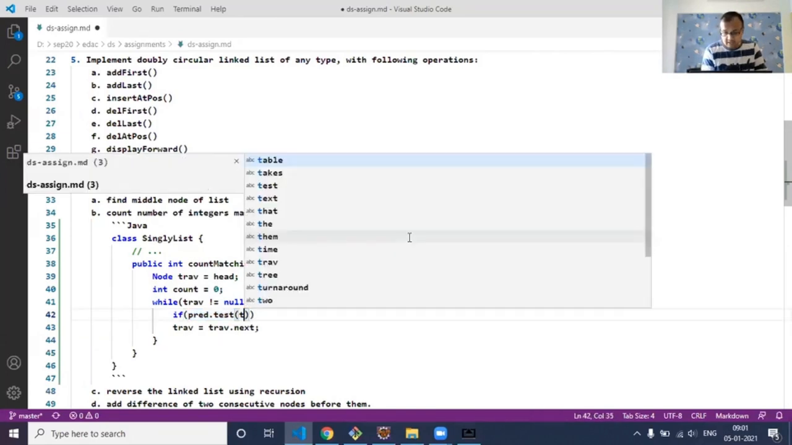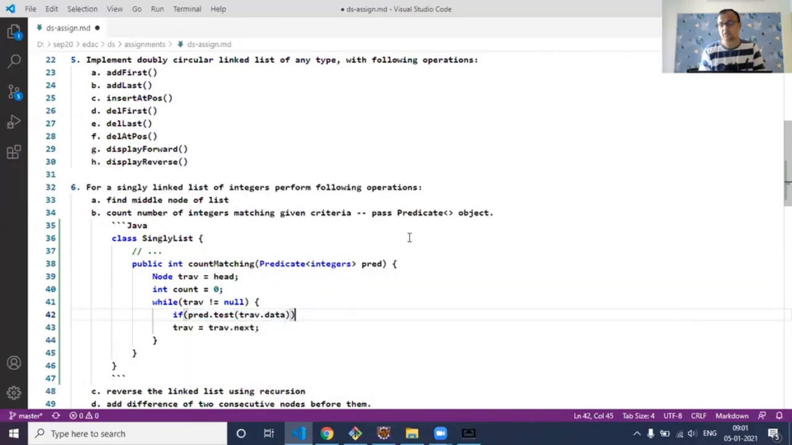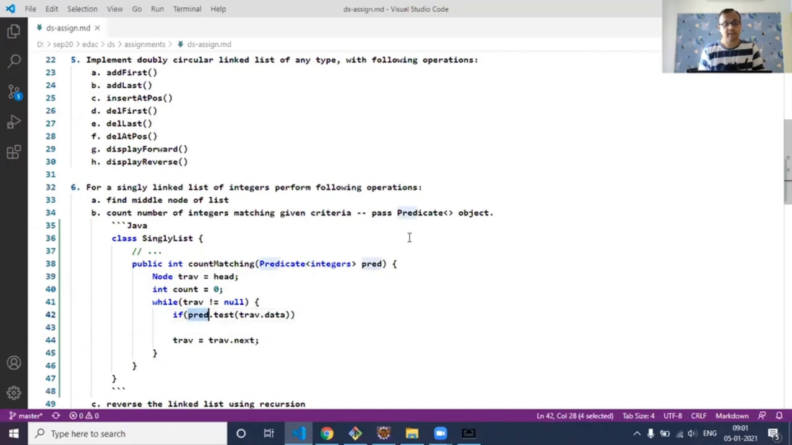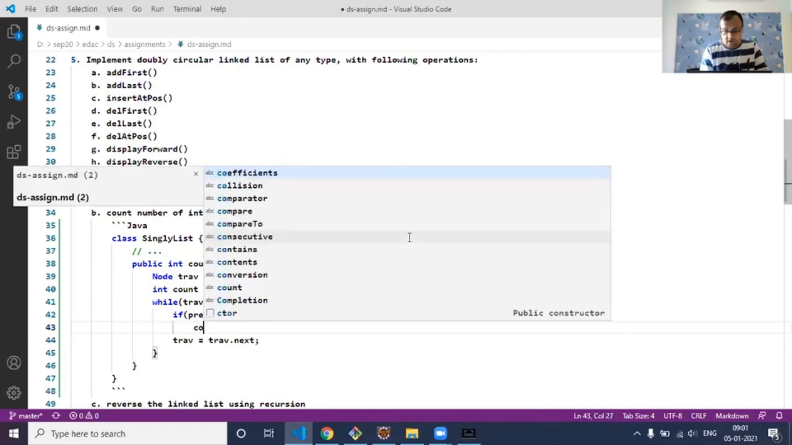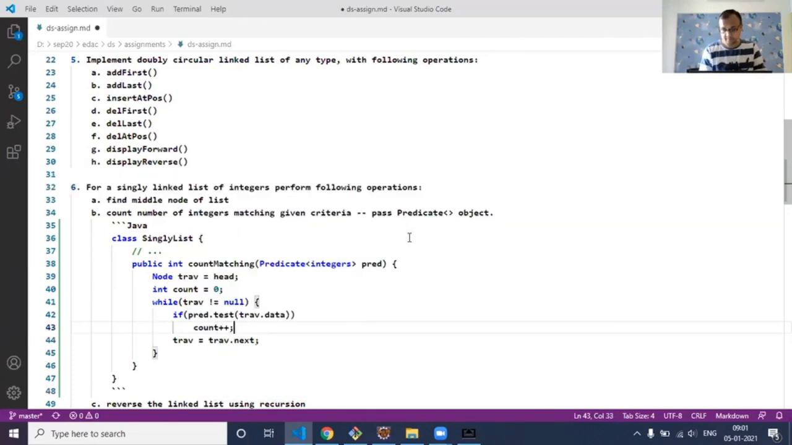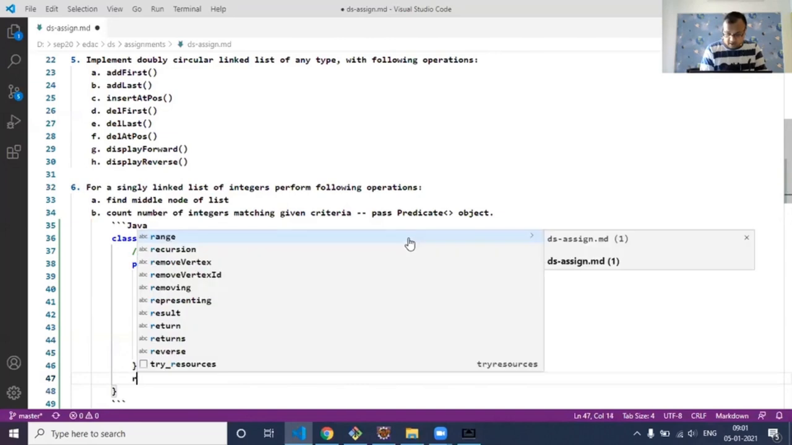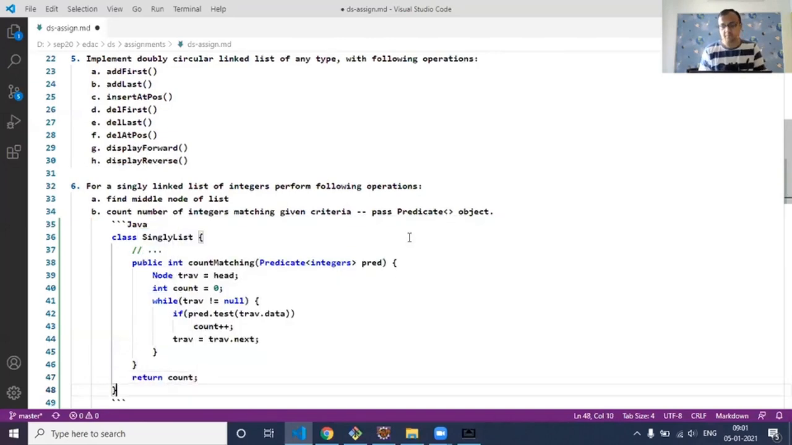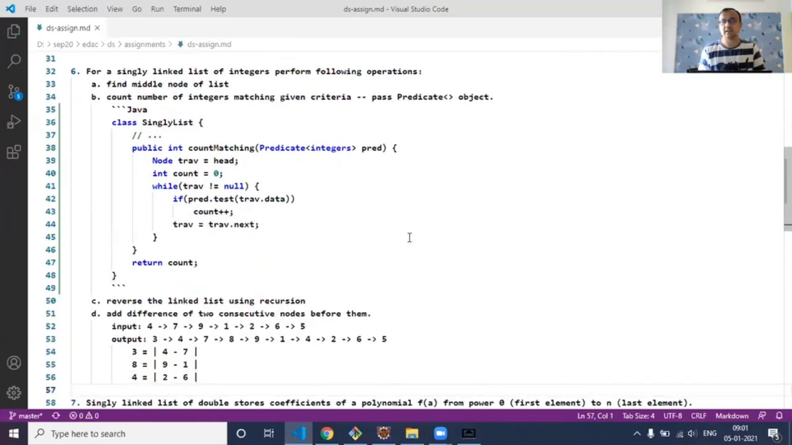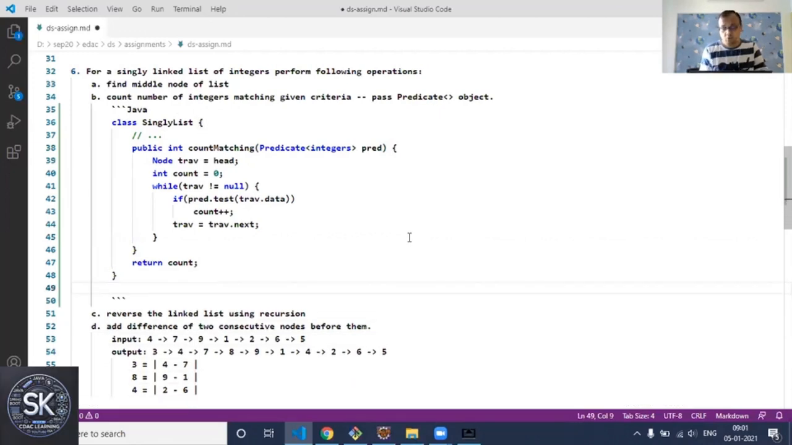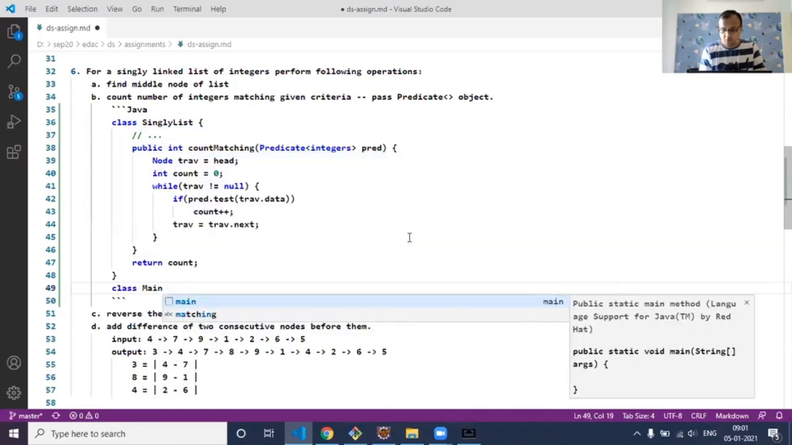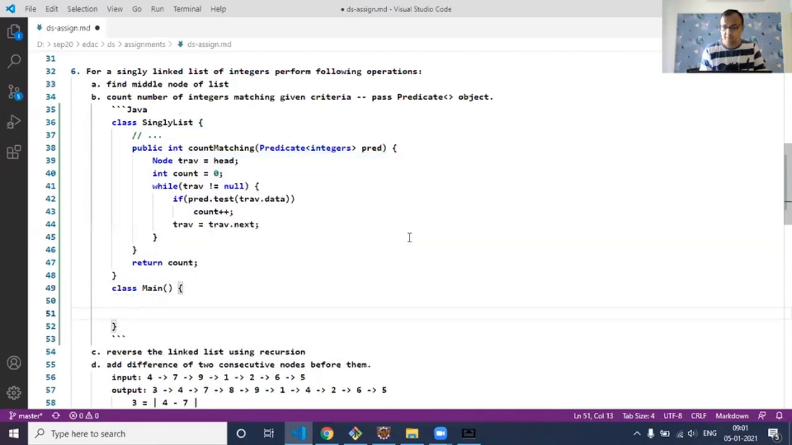The test method, you are passing each data element of your linked list, and if it is matching, if the test method is returning true, I'm simply saying count plus plus. And all I need to do is simply return the count. That's it. Nothing extra is to be done. So that is about writing the method, and then how you can use it somewhere in your main class.